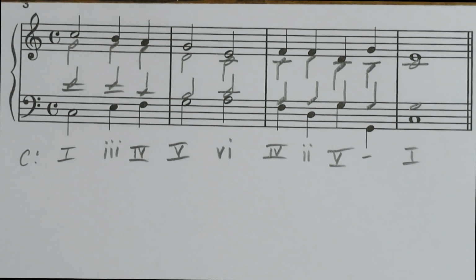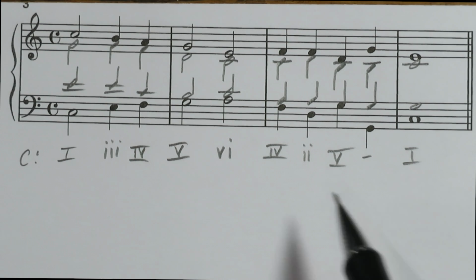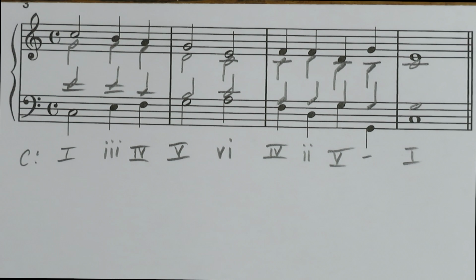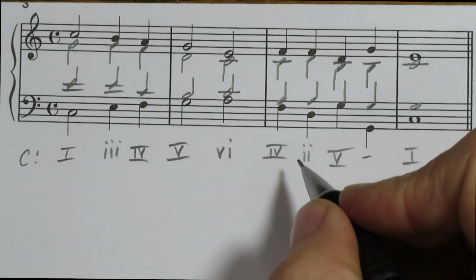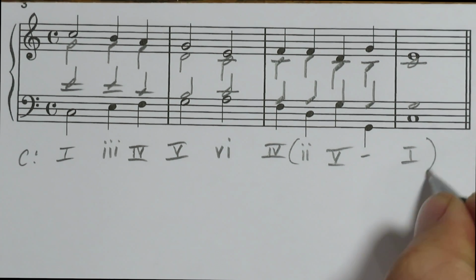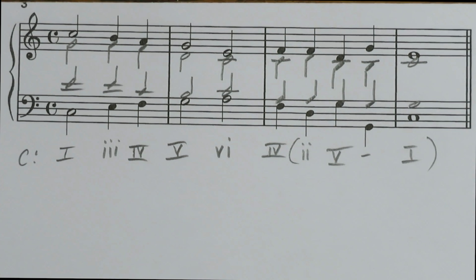So that went pretty smoothly. Now we just need to bracket any circle of fifths progression. So looks like we have the 2-5-1 there. Okay, so that's it, and I will see you in the next section.